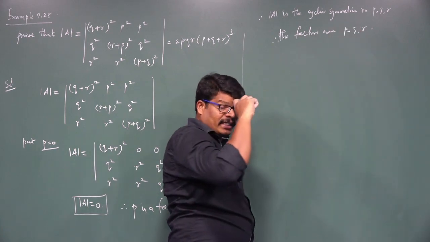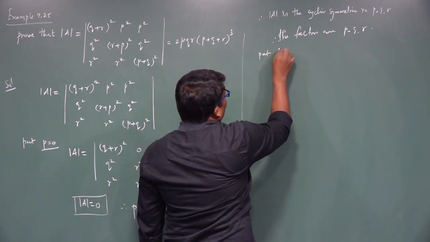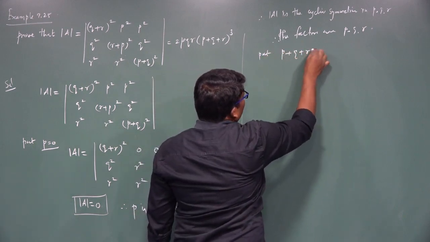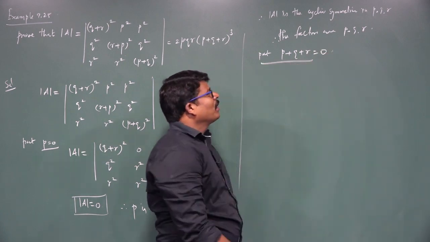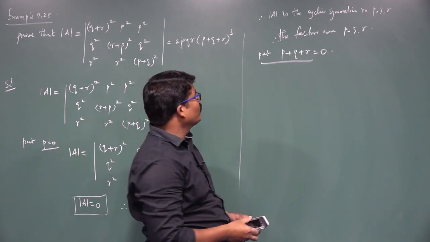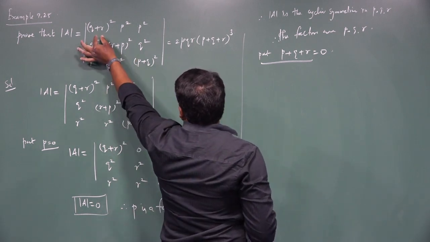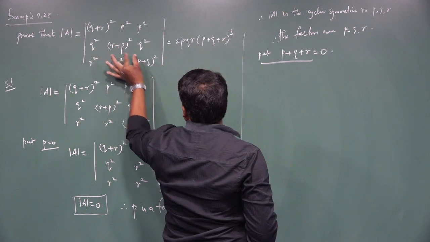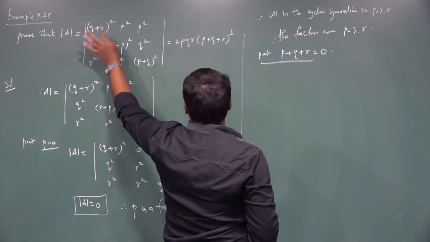Next, find the other factors. Put the value p plus q plus r equal to 0. Given the determinant has entries q plus r, r plus p, p plus q. Now find p plus q, r plus p and q plus r.